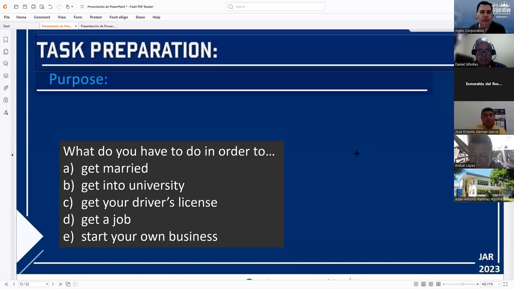What do you have to do? What is obligatory to do to get married? What do you think is necessary to do to get married? If someone wants to get married, what are the steps necessary to do?